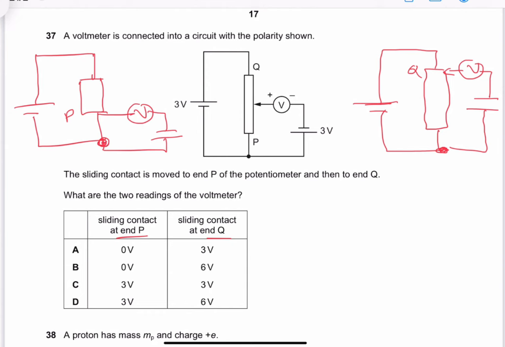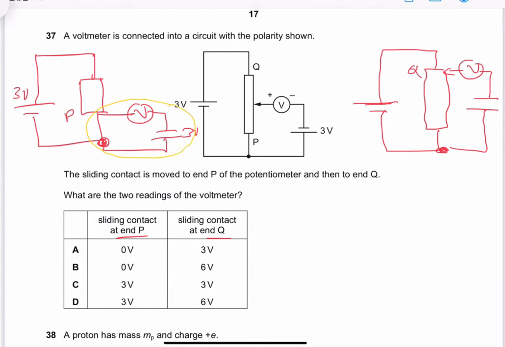So think about this. This is 3 volts, and this is 3 volts. In the first case, when it's at P, let's assume that this is a closed loop. So we want to assume that this is a closed loop. So this system.